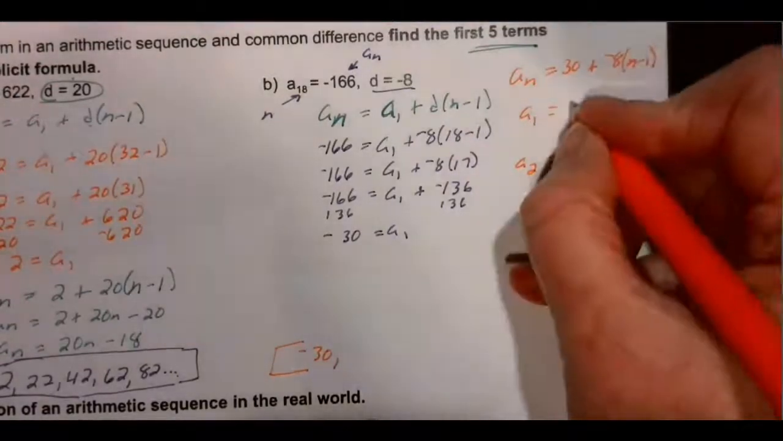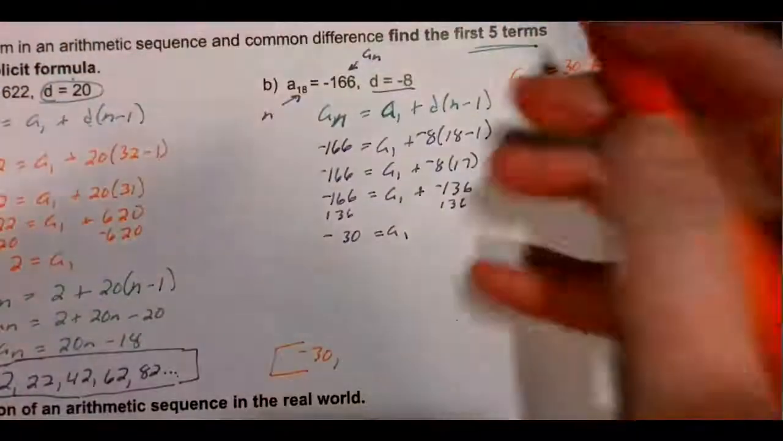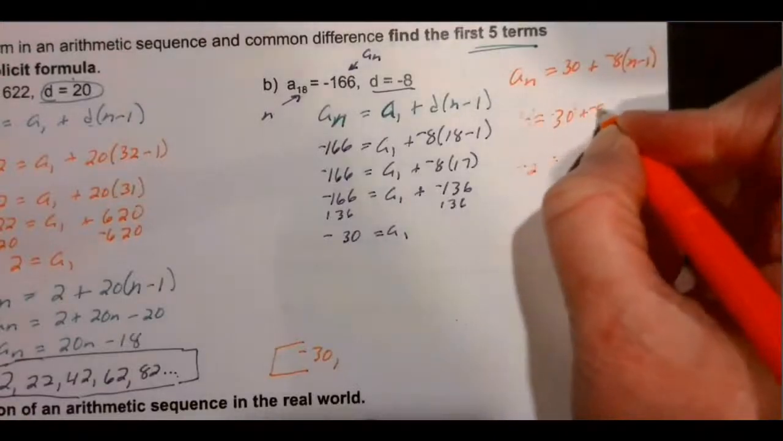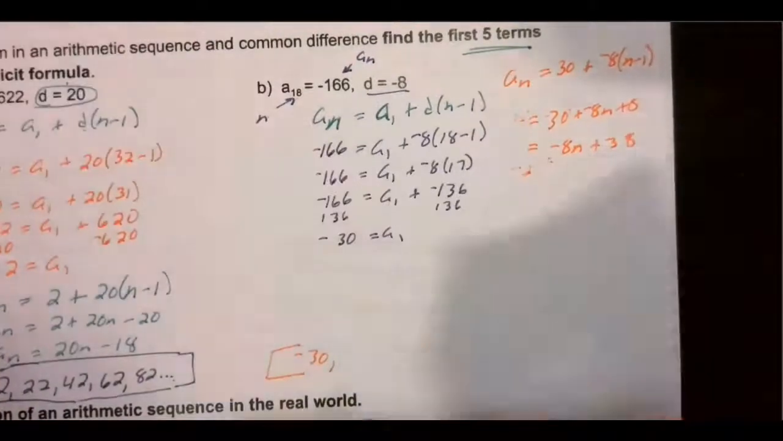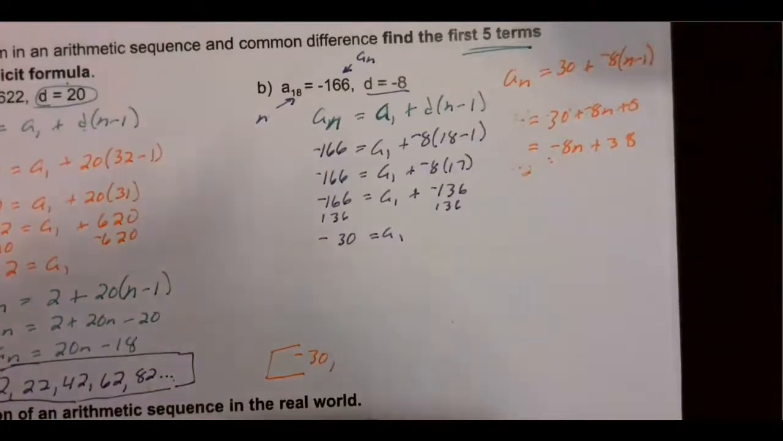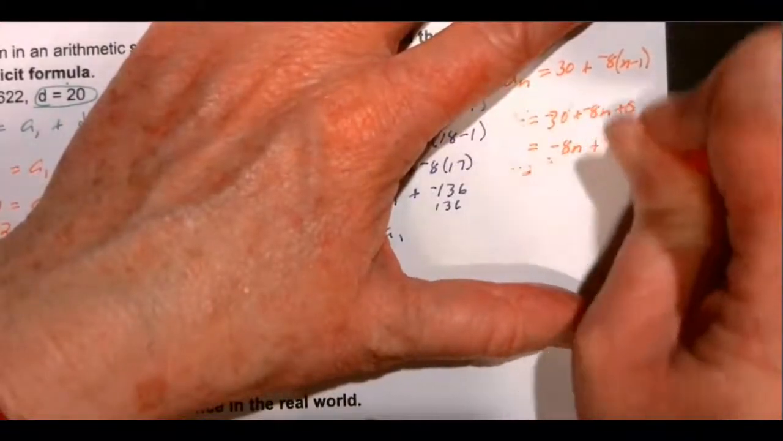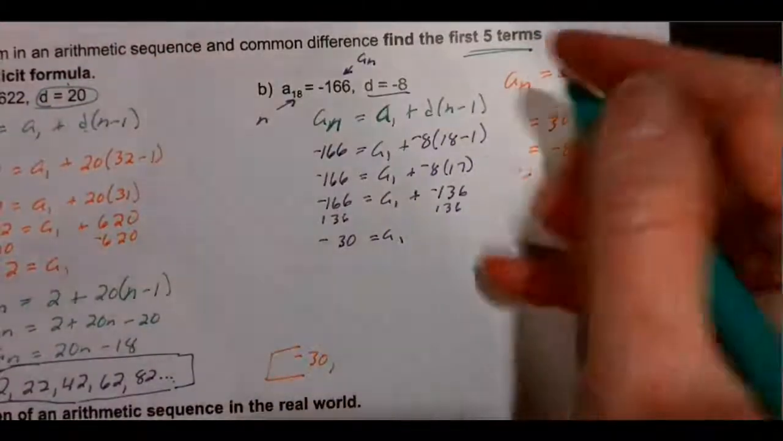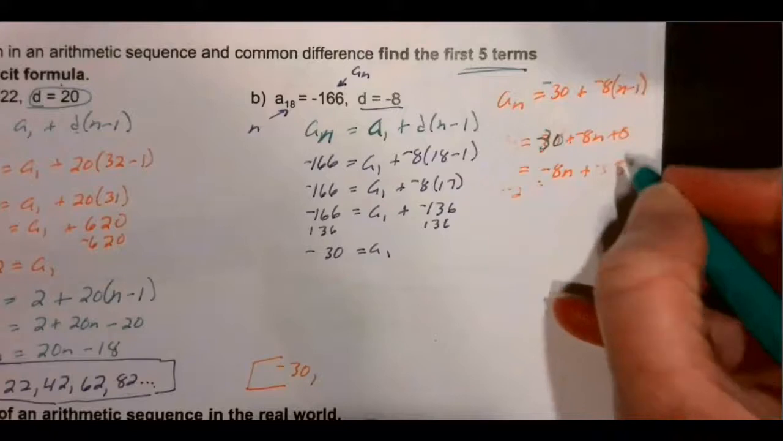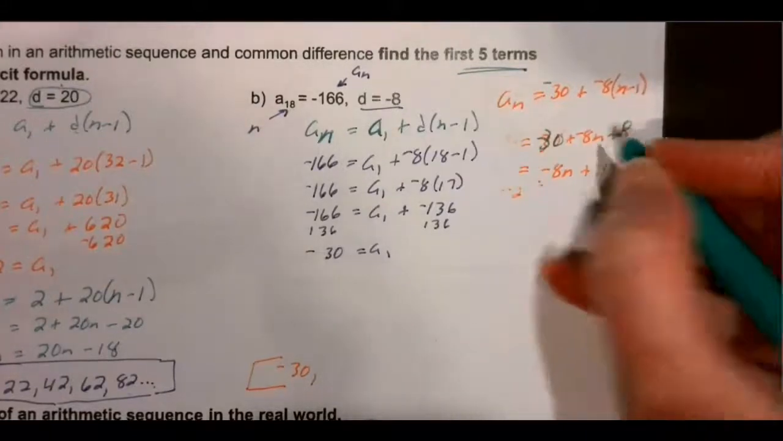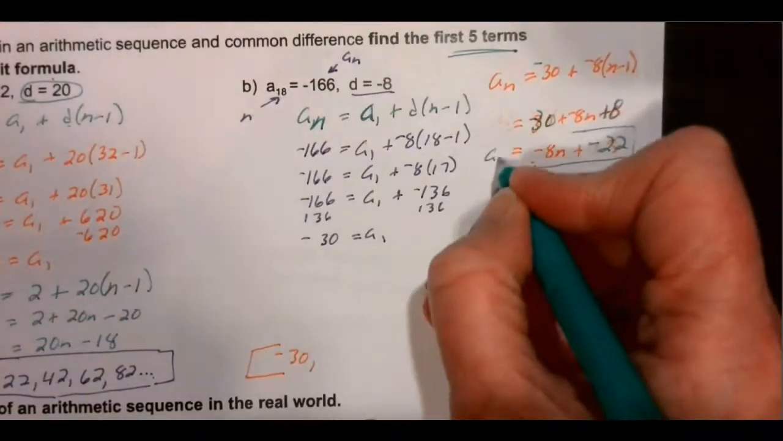We have 2 options. We could go through and find a sub 1, find a sub 2, plug it in. Oh, hey, wait, let's simplify this before I go any further. So we have -30 plus -8 times n minus 1, which is -30 plus -8n plus 8. Why do I keep messing up on that? I keep dropping a negative, and it's kind of hard to see. So let me write it again: -30 plus 8 gives me -22. This is my simplified form of my explicit formula: a sub n equals -8n minus 22.